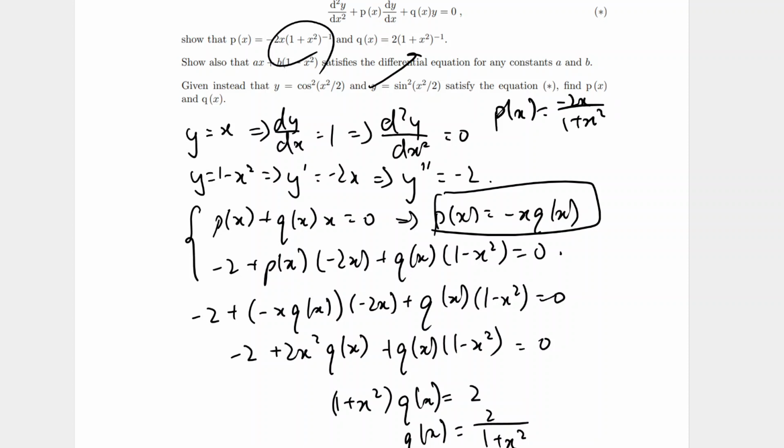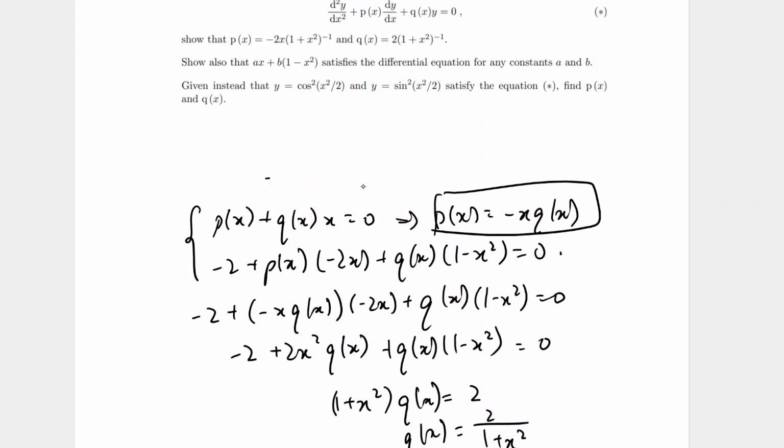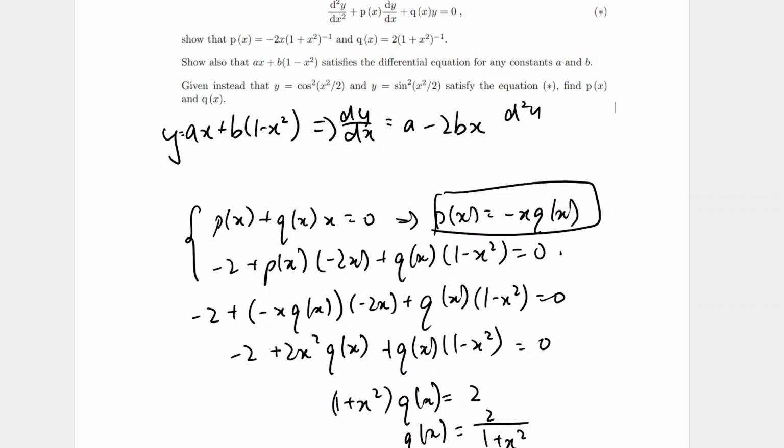Okay, lovely. Good. So as usual, let me erase it to get space. So now let's look at the second part as well. So show that (ax plus b) times (1 minus x squared) satisfies the differential equation. Well, if it satisfies it, we just have to chuck it in, right? So let's go for that. Firstly, let's say y equals that. Which implies dy/dx equals what? Differentiate once becomes a minus 2bx, and differentiate twice, d2y/dx squared, that should be minus 2b.